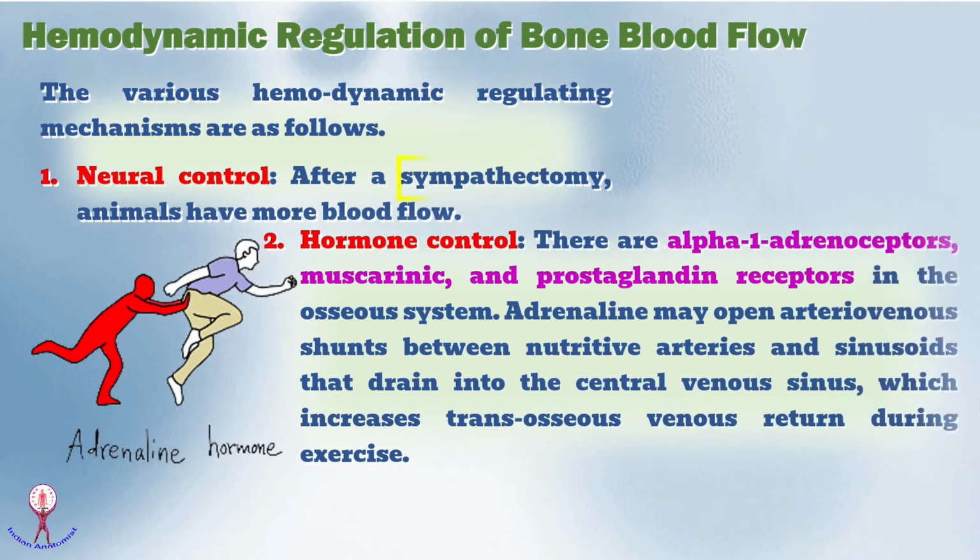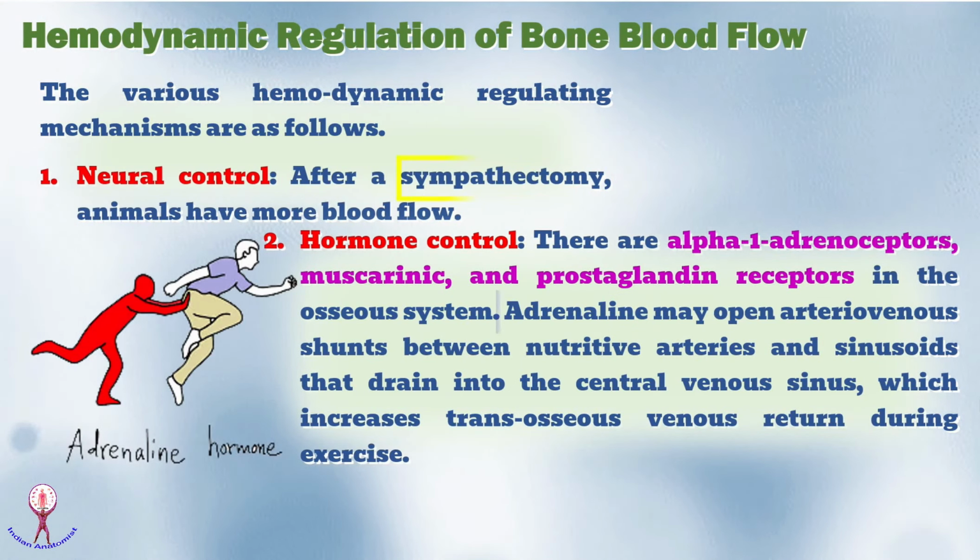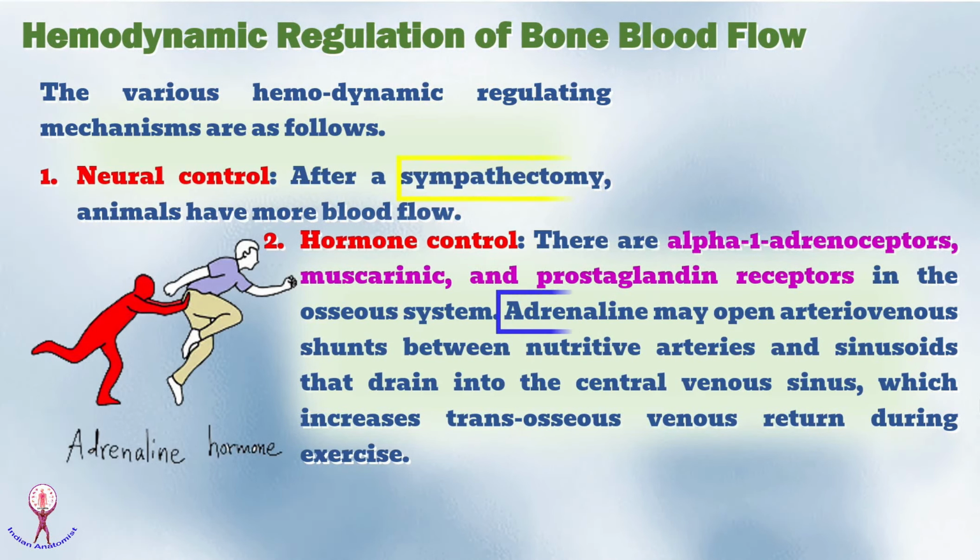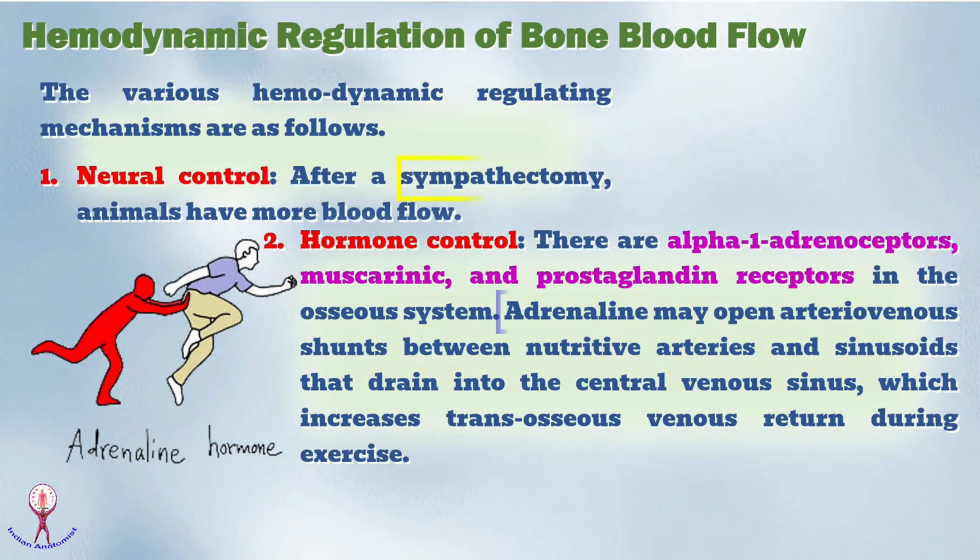There are alpha-1 adrenoceptors, muscarinic, and prostaglandin receptors situated in the osseous system. Adrenaline may open arteriovenous shunts between nutritive arteries and sinusoids that drain into the central venous sinus, which increases transosseous venous return during exercise. Finally, number 3 is metabolic management. After ischemic healing, or healing after inadequate blood supply, the flow of blood goes up by 2 to 3 times.